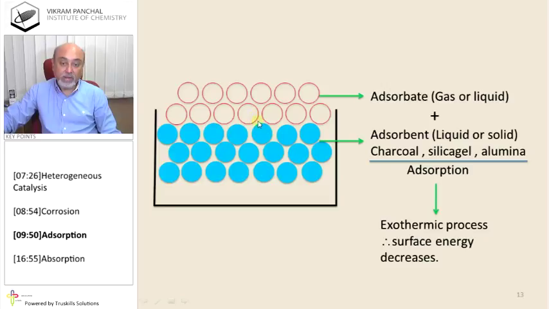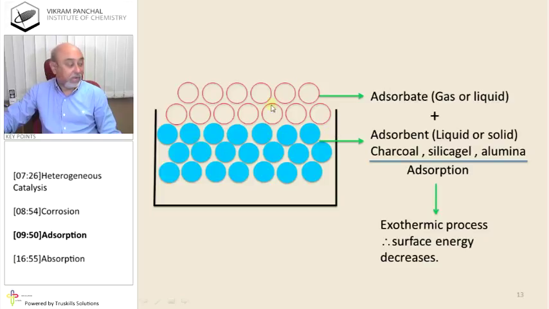Due to adsorption, these gaseous molecules or liquid molecules will remain on the surface, and for that there must be attraction between these molecules. So these molecules attract each other. Attraction always releases energy. So adsorption is an exothermic process, and the energy released during adsorption is known as surface energy. The energy which is released due to adsorption will reduce the energy of the molecules on the surface. That is why surface energy decreases.